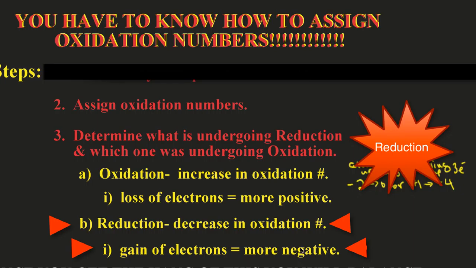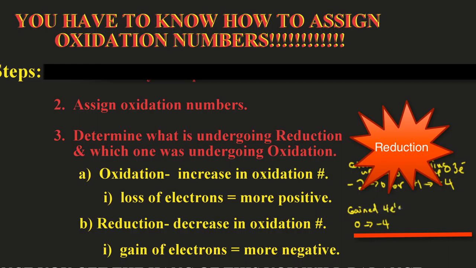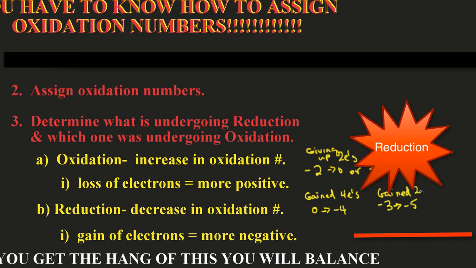So you should be able to look at a reaction, assign these oxidation numbers, and say, hey, this oxidation number went from a 0 to a -4. So that gained 4 electrons. That's reduction. Or it went from a -3 to a -5. It gained 2 electrons. This is reduction.